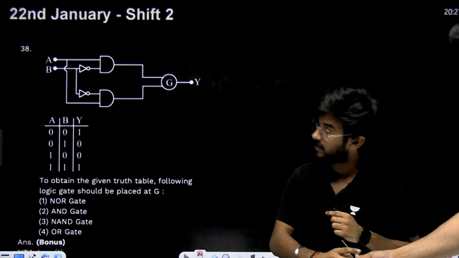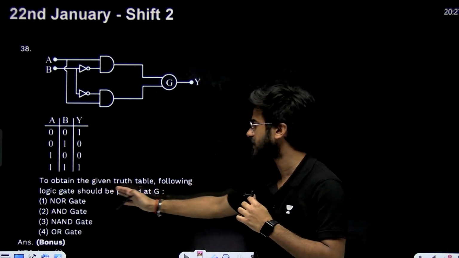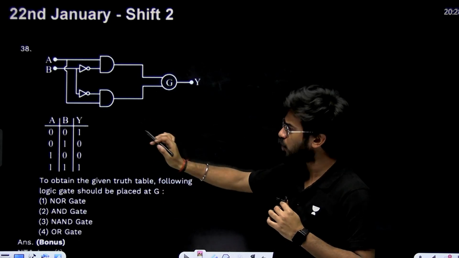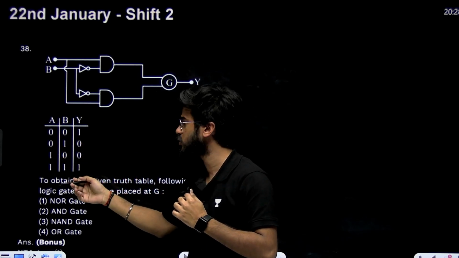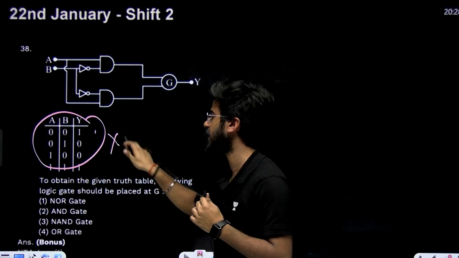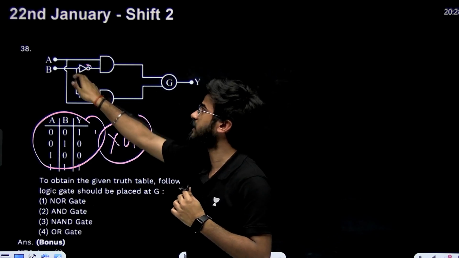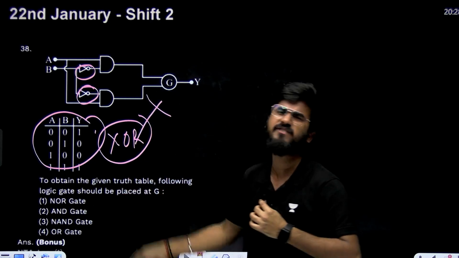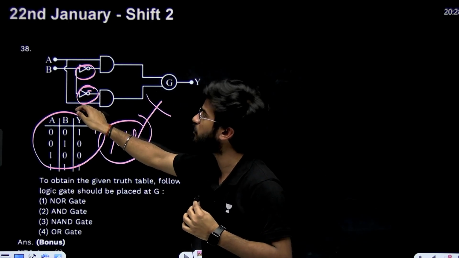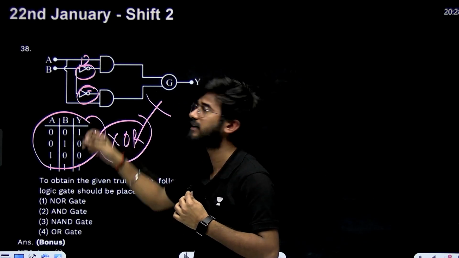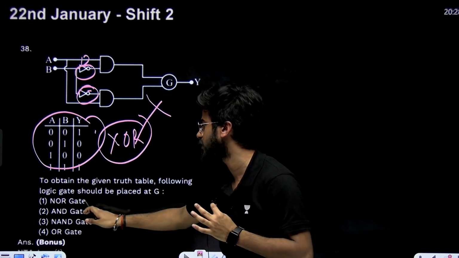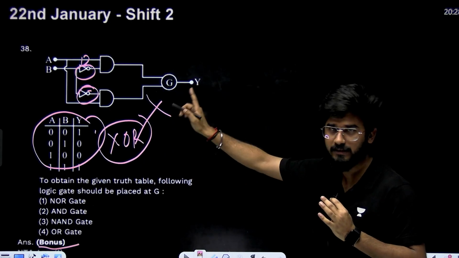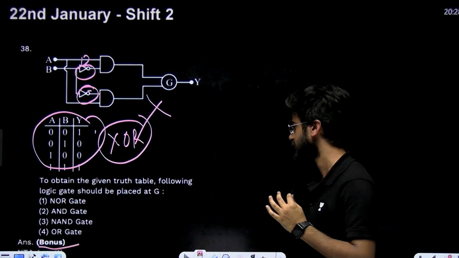In this particular question, the question is, to obtain the given truth table, what should this logic gate be? According to this, if you can see this particular truth table, it should be an XOR gate. But here the NOT gate is not in the correct position. That's why this question is very controversial. If the NOT gate were on some other channel, like here or here, then it could be the correct answer, like NOR gate or OR gate or NOR gate, whatever it is. But here it is not in the correct position. That's why it is a bonus question.